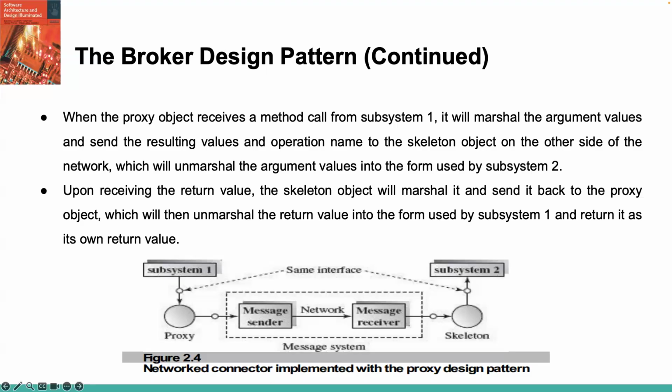The communication flow is as follows. Subsystem 1 calls a method on the proxy. The proxy marshals the data and sends it to the skeleton. The skeleton unmarshals it, processes the request, and sends back the return value. The proxy then unmarshals the return value and gives it to subsystem 1. This approach allows two systems written in different languages and running on different platforms to communicate effectively by using the broker, ensuring data transmission and platform compatibility.